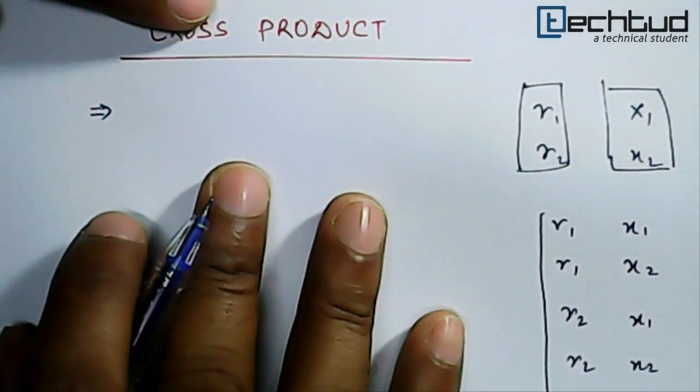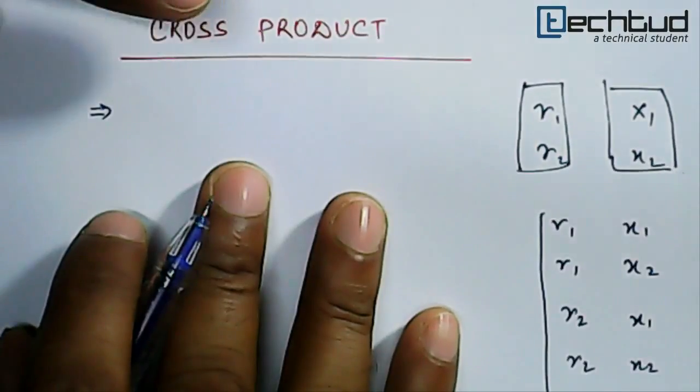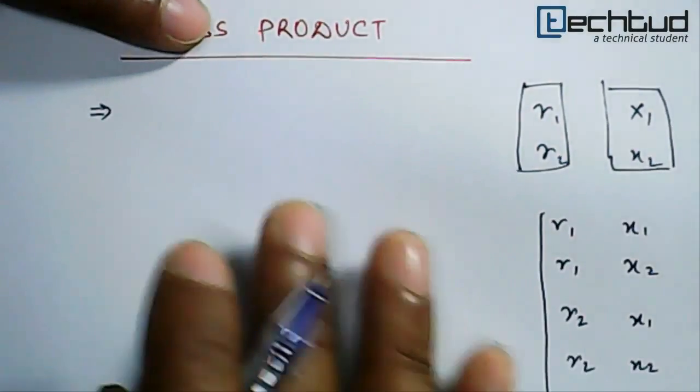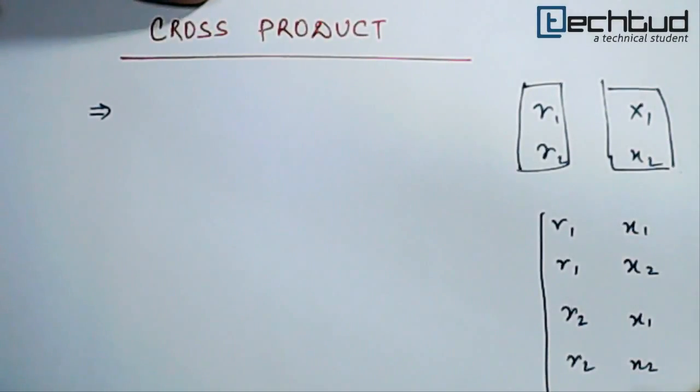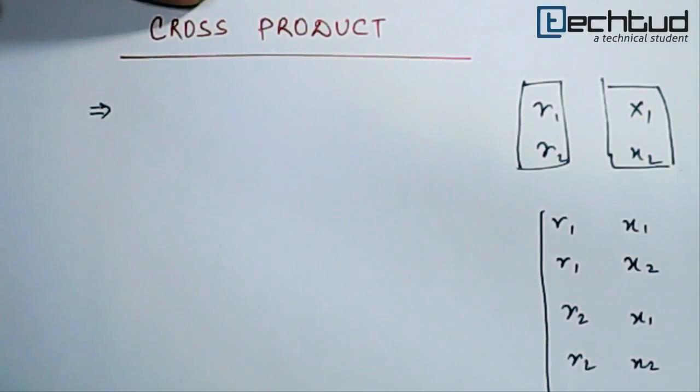So what we have to see is, first, this operation is really very costly and only a few rows are meaningful for us. So generally, whenever we apply this cross product, it is followed by a select operation. So let's write it down.